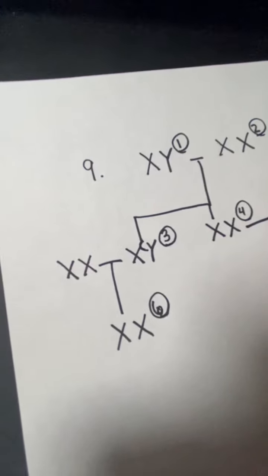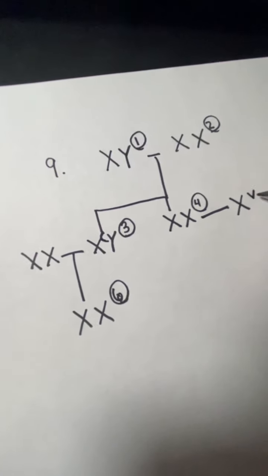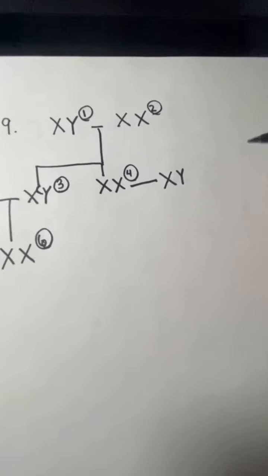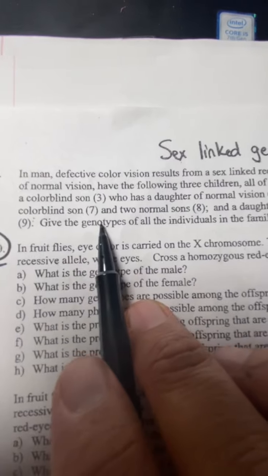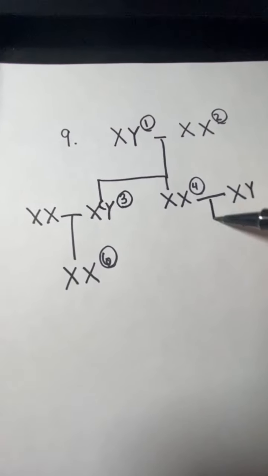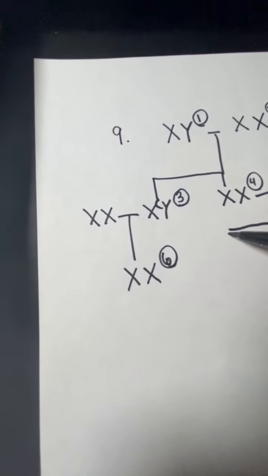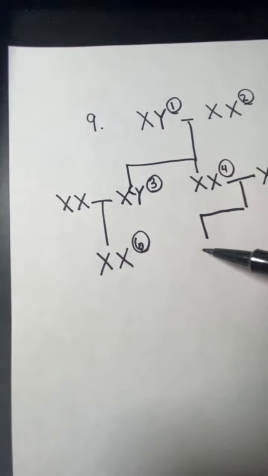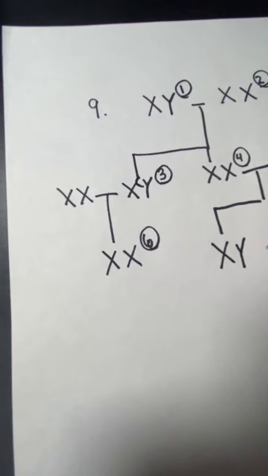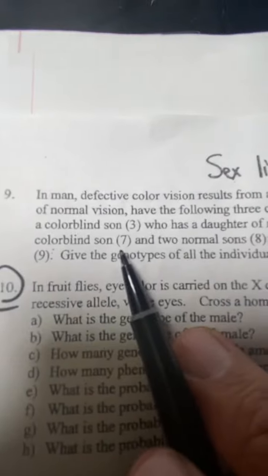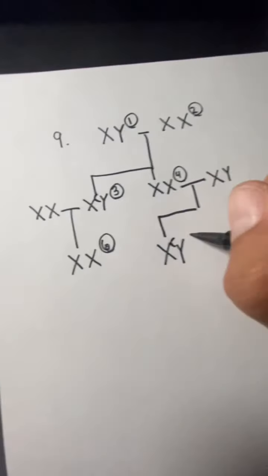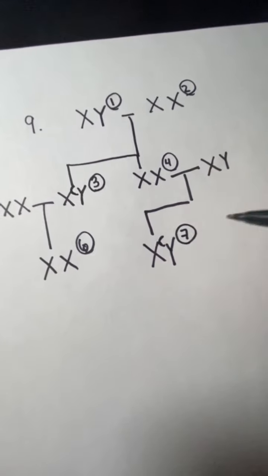And she married some guy. As they said, they all married somebody of normal vision. And then number 4 has a colorblind son and 2 normal sons. So we're going to go back to them. She's got one boy who is colorblind, XY. So I'll put a C next to him. And the colorblind son was number 7. I'm going to label him number 7 on this pedigree.